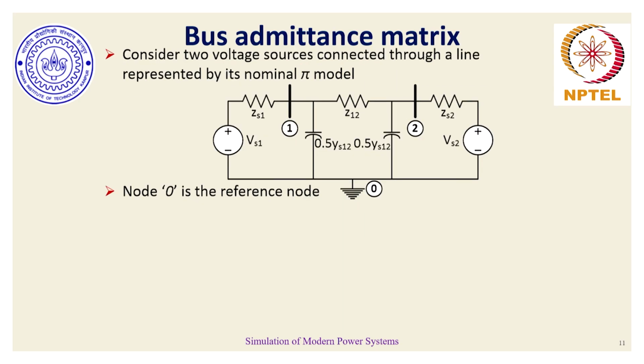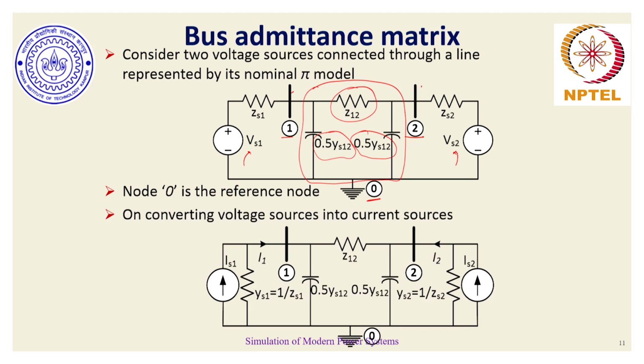So, now let us take a small example of how to find the bus admittance matrix, and with that I will conclude this discussion of ours. We choose a 2-bus network where the reference node is marked as node 0. We can also call it bus 0, and across buses 1 and 2, there are two voltage sources connected, Vs1 and Vs2, with their internal impedances Zs1 and Zs2. Buses 1 and 2 are connected through a transmission line with series impedance Z12 and 0.5 Ys12 representing the half line charging admittance.